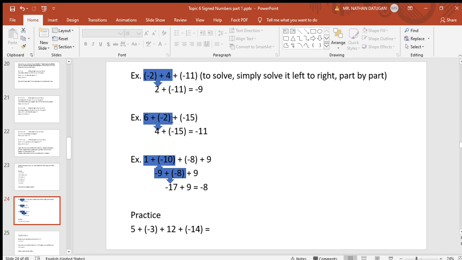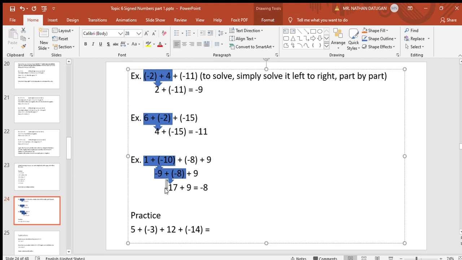6 plus negative 2 is 4. 4 plus negative 5 is negative 11. And then the last example, 1 plus negative 10 is negative 9. Now we're going to add negative 9 plus negative 8. They're the same signs, they're both negative, so we add. 9 plus 8 is 17. They have a common sign of negative, so your answer is negative 17. Negative 17 plus 9 is negative 8.